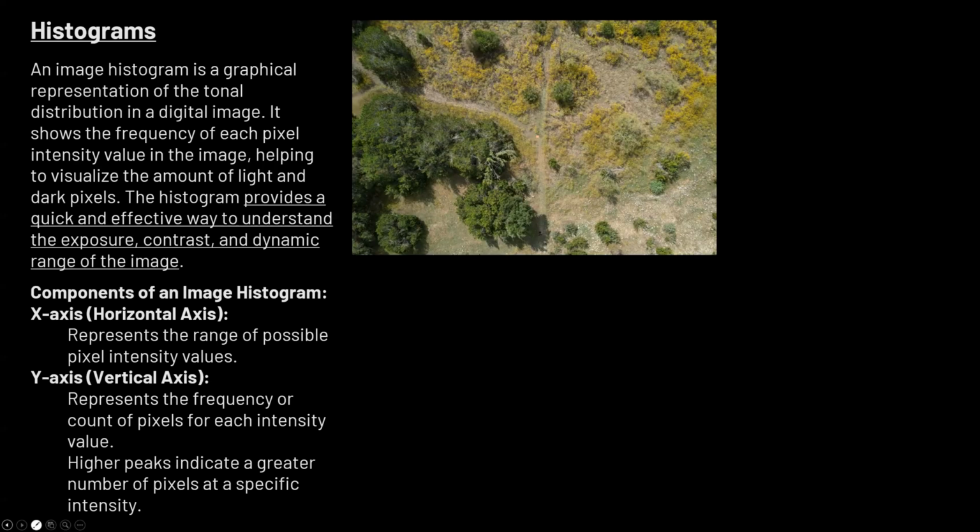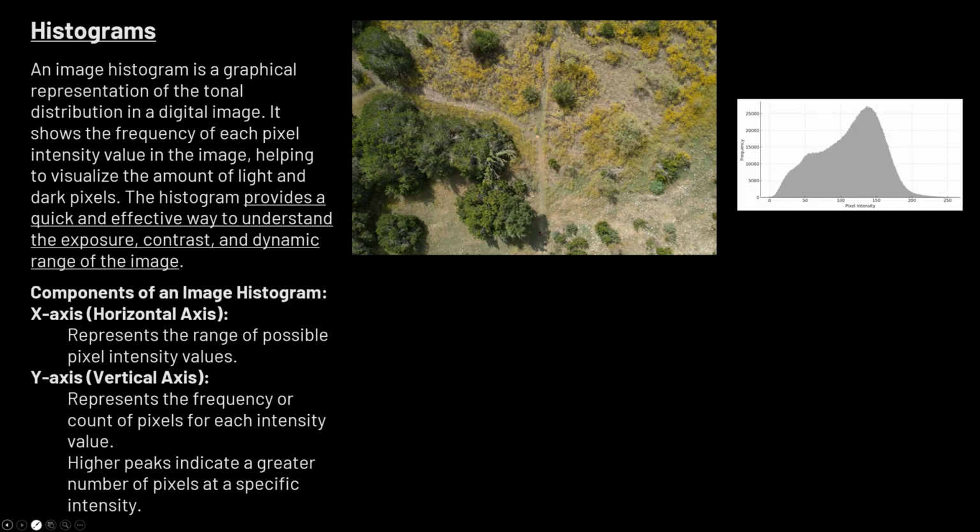So, for example, if we look at this image here, we get this histogram and we have this peak right around 150 with the highest frequency. So that's where the highest concentration of pixels are from a total distribution standpoint.